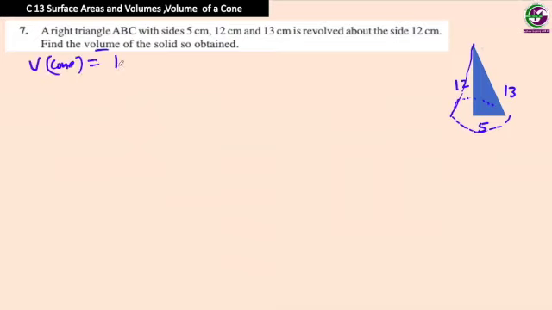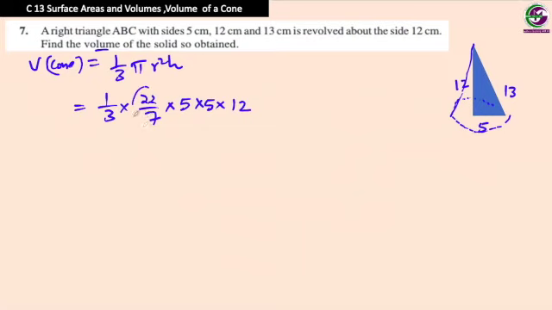Again, we apply the rule 1 by 3 pi r square h, which is 1 by 3 times 22 by 7 times radius 5 times 5 times height 12. We can leave this as pi itself because there is no cancellation for 7. So it is equal to 100 pi. Volume of the solid formed is 100 pi centimeter cube.